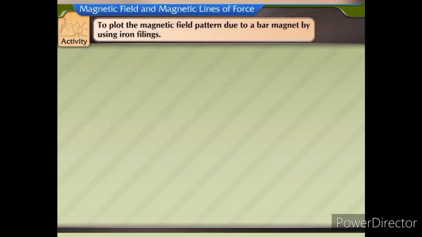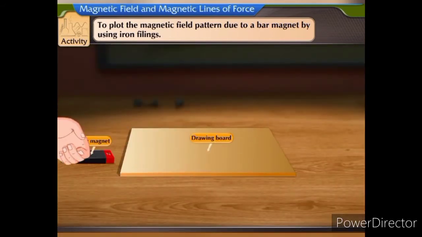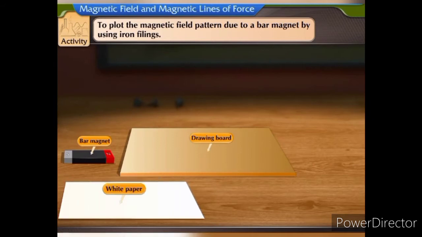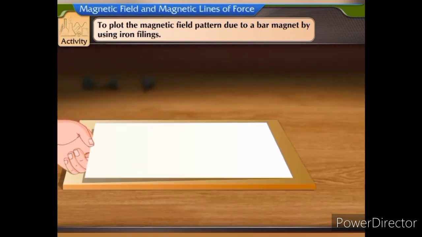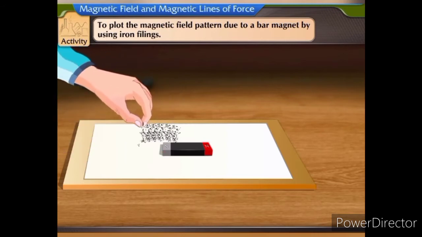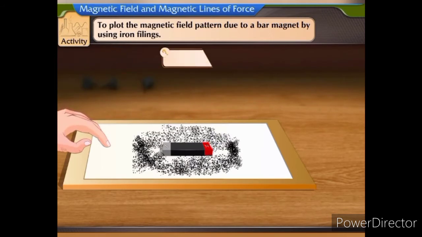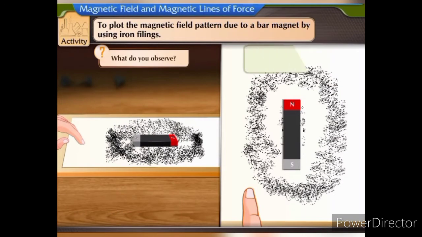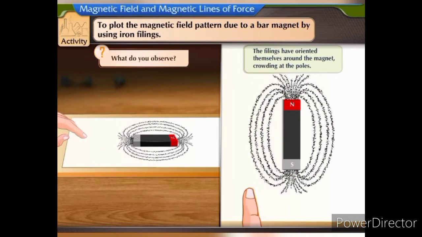Let us now plot the magnetic field pattern due to a bar magnet using iron filings by performing an activity. Take a bar magnet, a drawing board, a white paper, and some iron filings. Put the white paper on the drawing board. Keep the bar magnet at the center. Sprinkle few iron filings on it. Now, tap the board gently. What do you observe? You will observe that the filings have oriented themselves around the magnet, crowding at the poles.